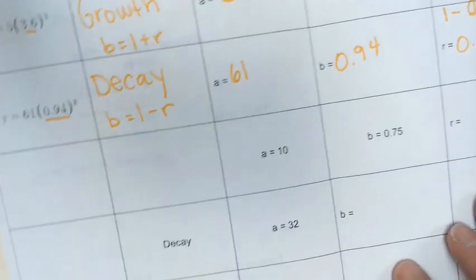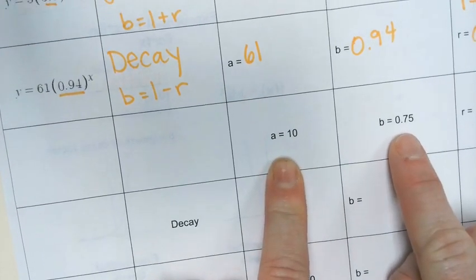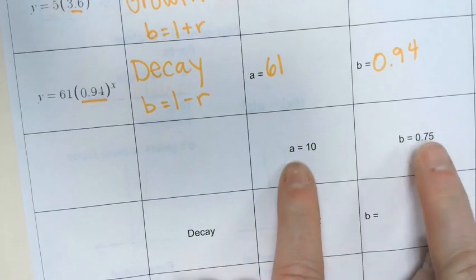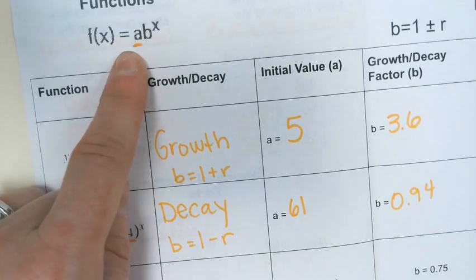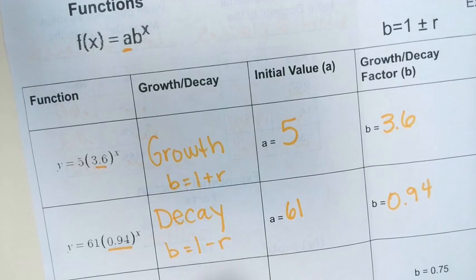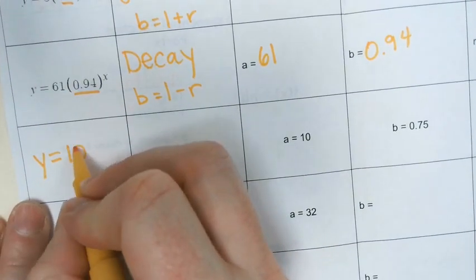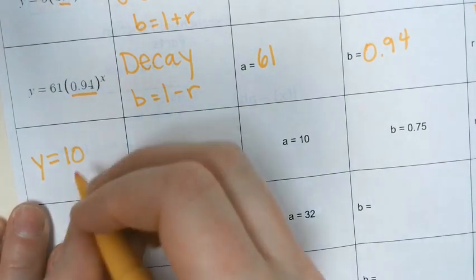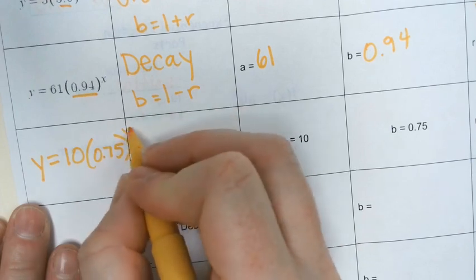Okay, the next one doesn't give us our equation, but it gives us A and B. We can write our equation. So look at what your A is, look at what your B is. Write your equation according to the formula. So it's y equals A times B to the x. So it'd be 10 times 0.75 raised to the x.